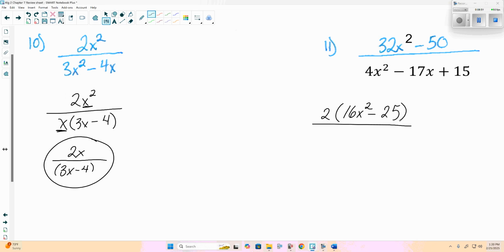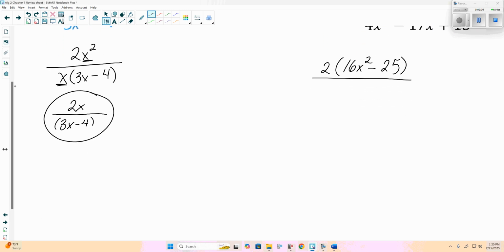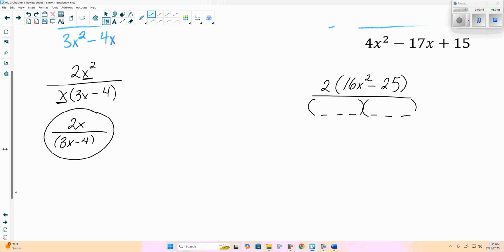Now that is nice because 16x squared minus 25 is a difference of perfect squares. Because what times itself is 16? 4. So we'd have 4x and 4x. What times itself is 25? 5 and 5. So those will factor nicely.